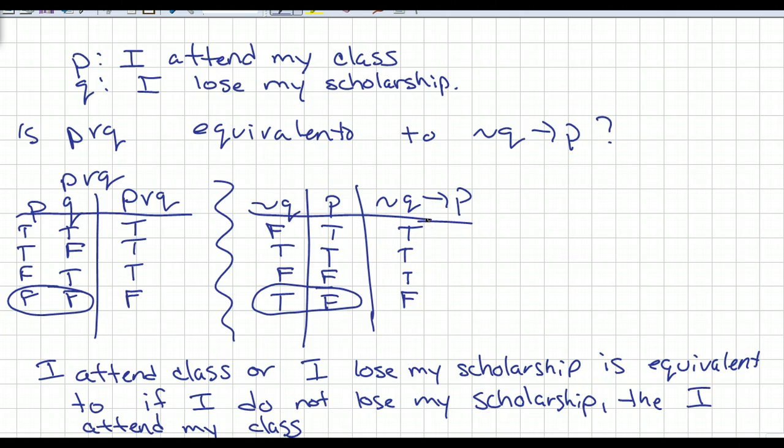So looking at these two, they're equivalent. Okay? So we know that I attend class or I lose my scholarship is equivalent to if I do not lose my scholarship, then I attend my class. So I can write this as P or Q, and notice it's three lines for equivalency, is equivalent to if not Q, then P. So make sure you see this because that's what you're going to see in the book. And that's indicating equivalency.